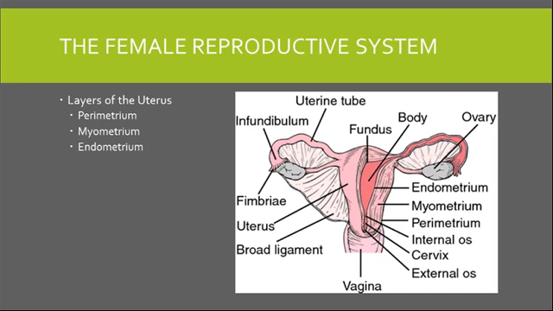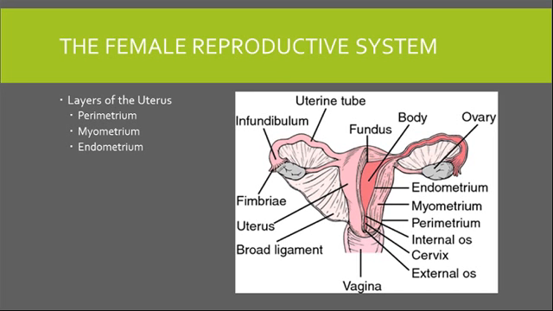The endometrium is the inner layer of the uterus. The endometrium is lined by a mucous membrane, and the outer layer is known as the perimetrium. The opening of the cervix into the vagina is known as the external os, OS, not OZ.